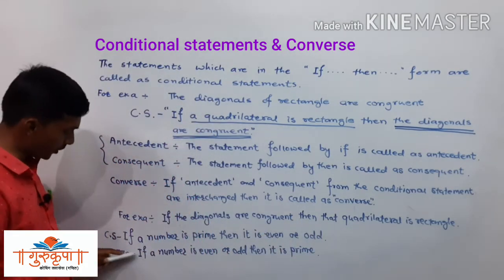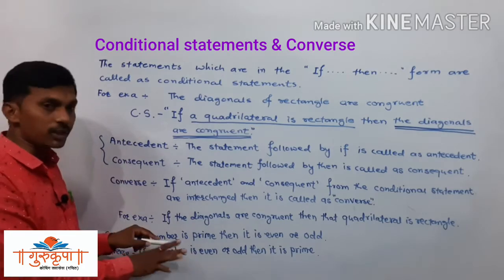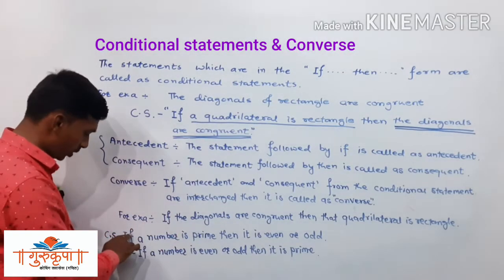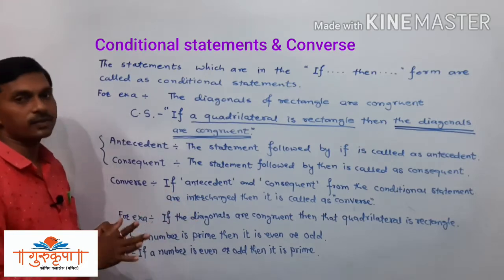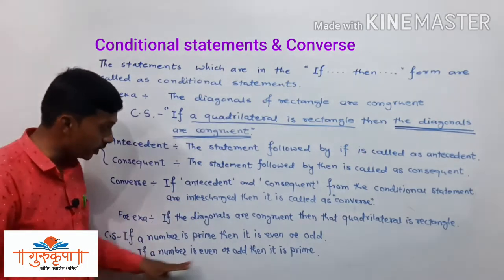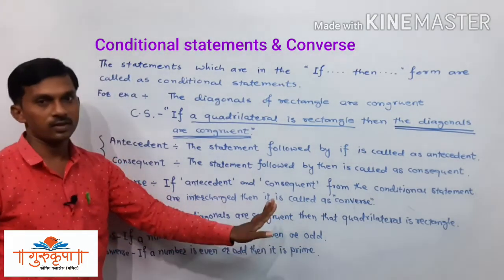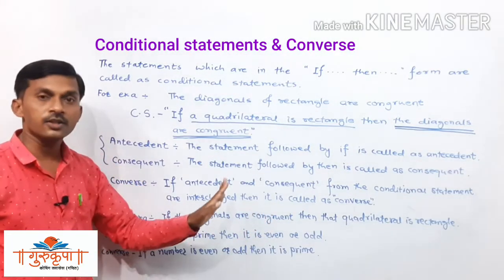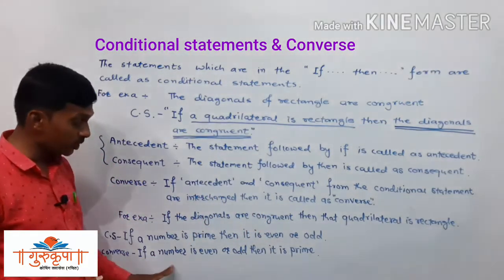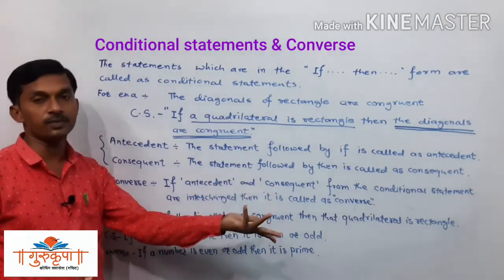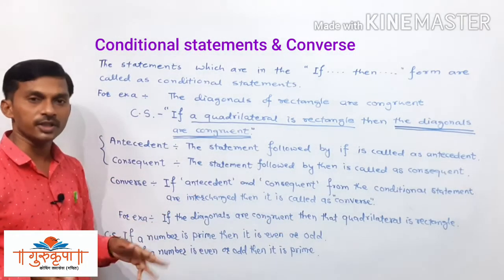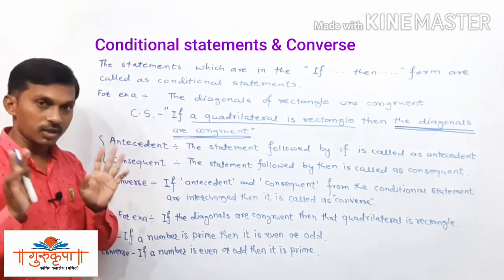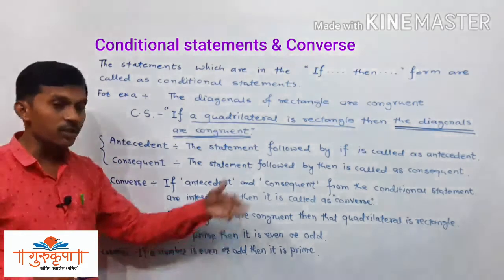And now this statement, the converse which we write, is correct. But this statement is false. What does it suggest? If a number is even or odd, then it is prime. Now 6 is an even number. Is it prime? No. 9 is an odd number. Is it prime? No.